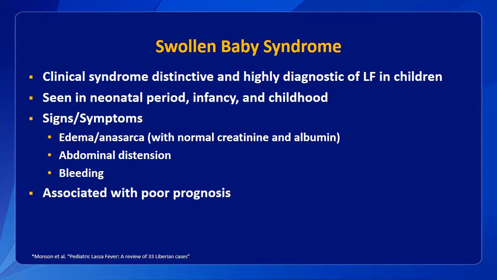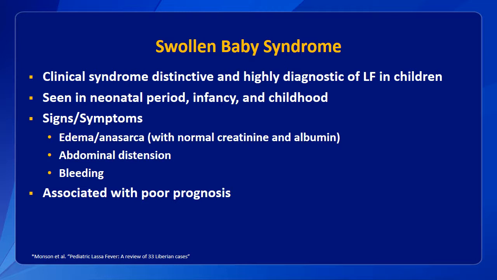Swollen baby syndrome is a clinical syndrome that is distinctive and highly diagnostic of Lassa fever in children. It can be seen in the neonatal period, infancy, and early childhood. It is characterized by a triad of symptoms including widespread edema, abdominal distension, and bleeding. The edema of swollen baby syndrome is pitting, but in the extreme form can be tense like a balloon. There may also be chemosis and pulmonary edema with crepitations and foaming at the mouth.